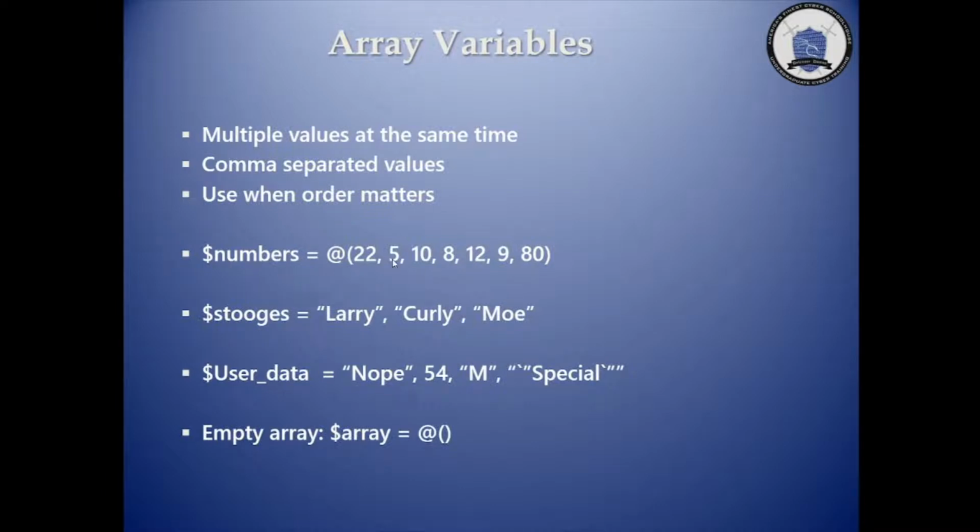If you already know what you want to be in your array, then you can create your array like this: $numbers equals, and your @, and then in parentheses, put all of the numbers you want, separated by commas. You can also do this with strings. Here you've got the Stooges, Larry, Curly, and Moe, again separated by commas. Since they're strings, you have the quotes around them. And then down here, you can do another one, user data equals, where we've got strings and numbers mixed together. You can do this with or without the @ whenever you're assigning multiple values.